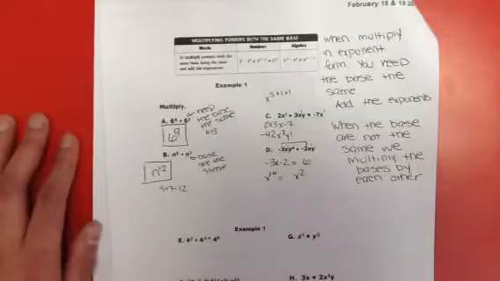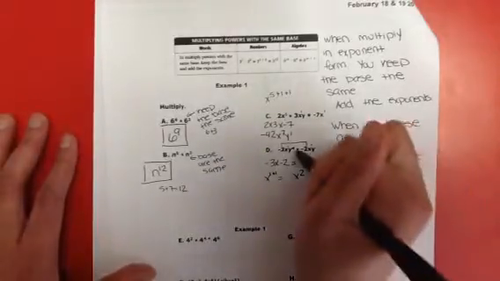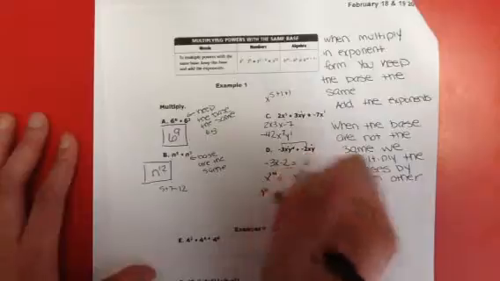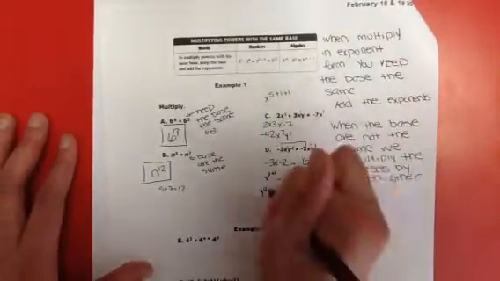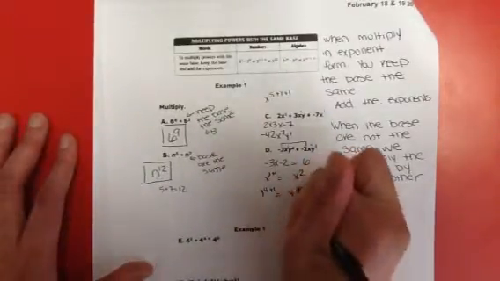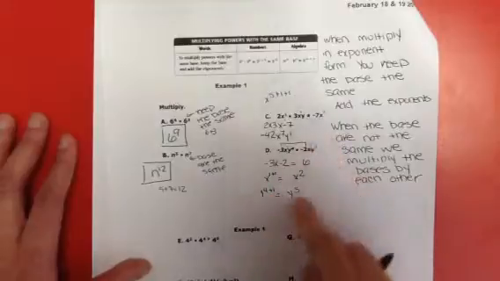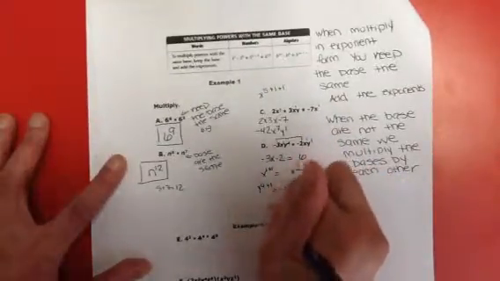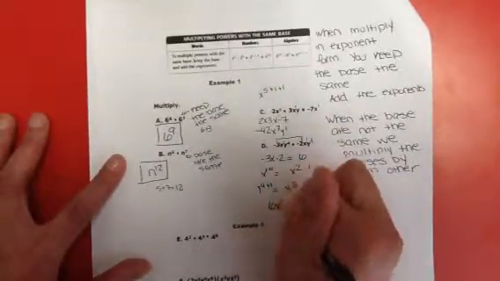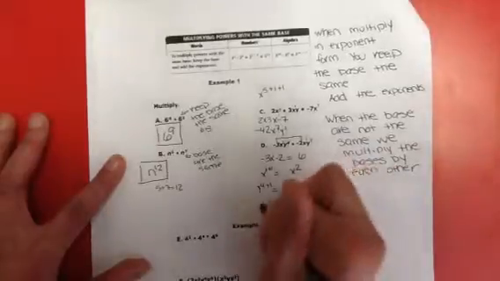Same thing with my y's. I will put these together. That's y to the 4th. And even though it stands alone, it does represent 1. And 4 plus 1, so now I have y to the 5th power. And I will put all of these together. So my answer will be 6x to the 2nd power and y to the 5th power.